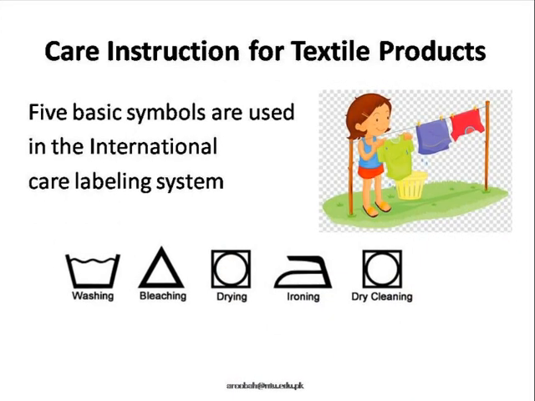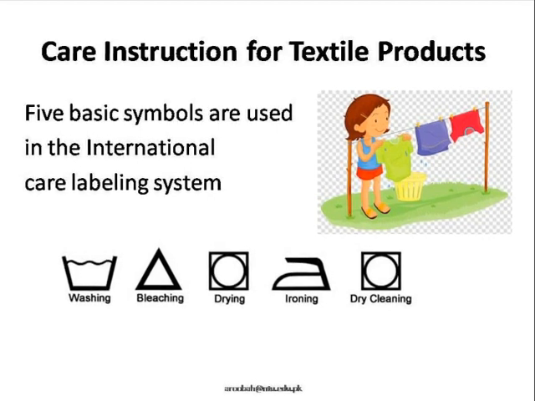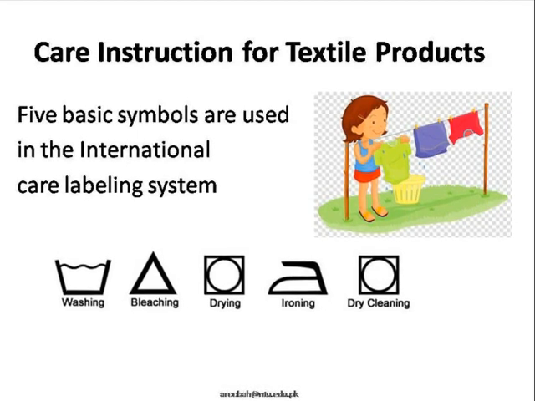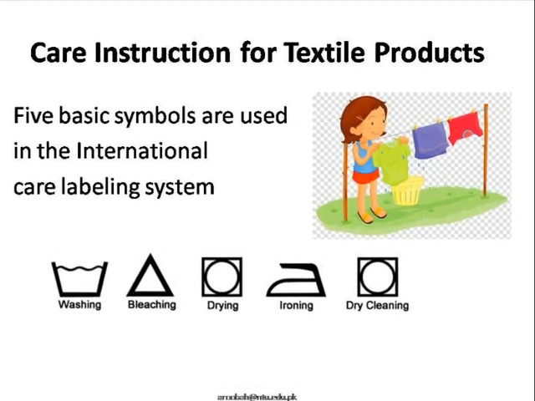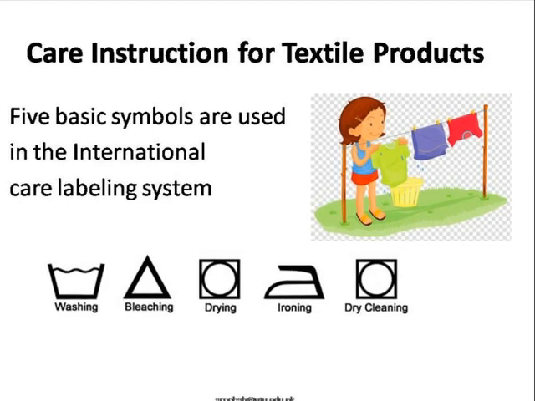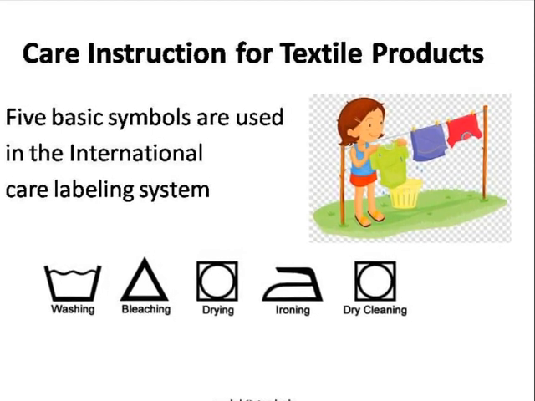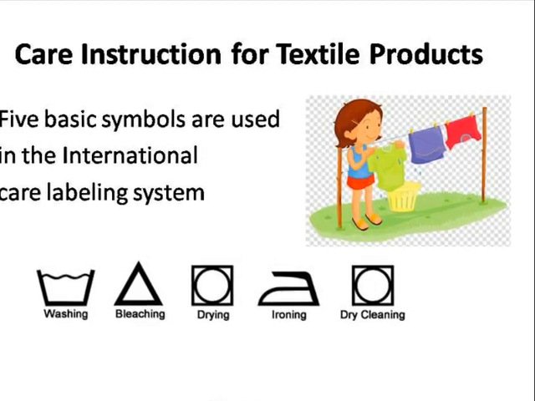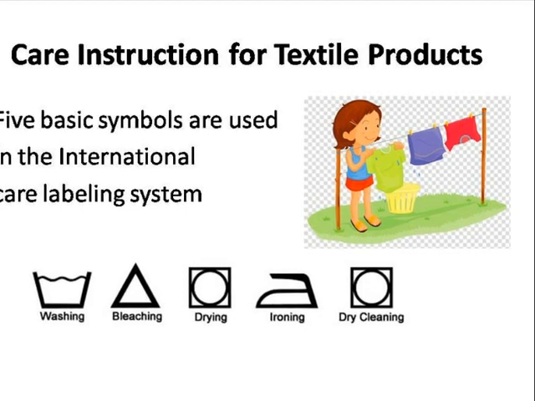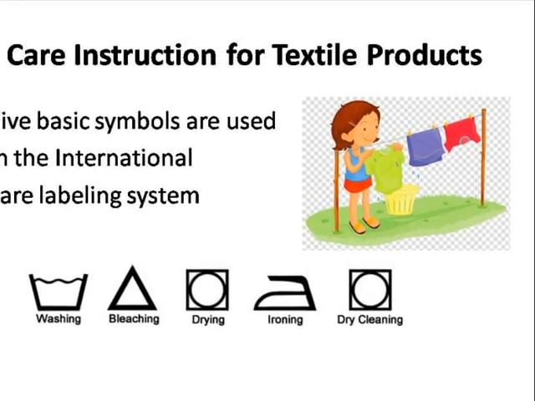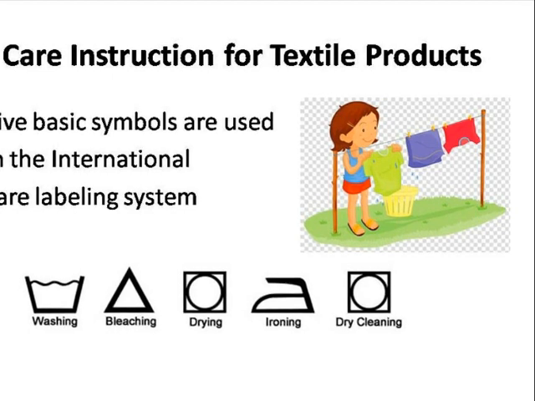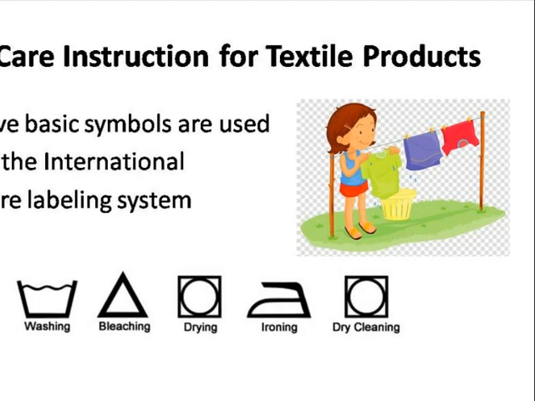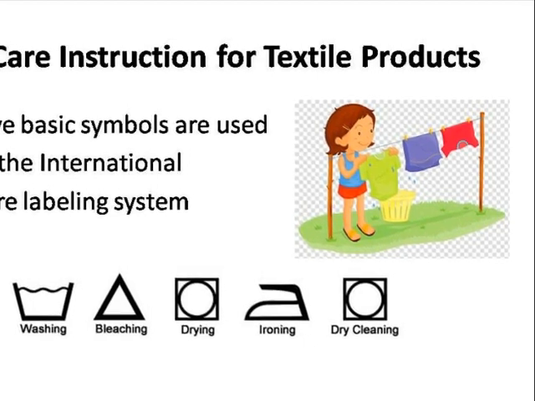Now we will talk about the care instructions which are attached to textile products for information. There are 5 basic symbols which are recognized internationally as care instruction symbols. These symbols include washing, bleaching, drying, ironing and dry cleaning. And according to law, the information regarding these 5 aspects of the product should be shared with the customer before purchasing any product.